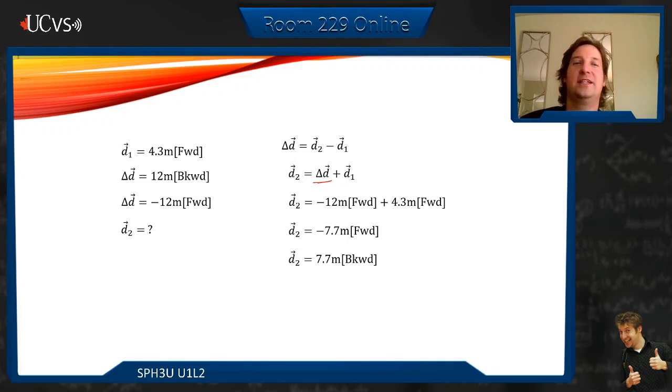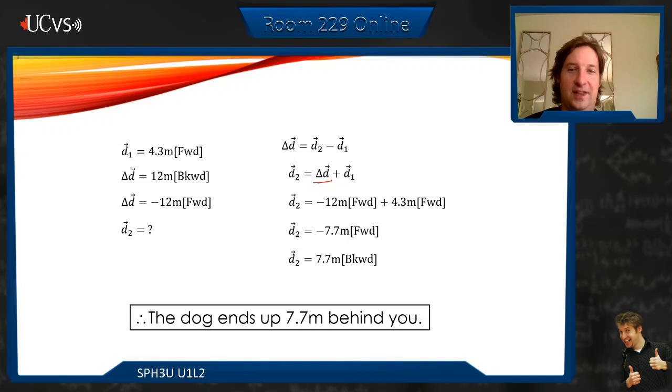Right? The dog is almost 8 meters behind us. Apparently I threw the stick behind me and it ran past me. And I got a final answer of the dog ends up 7.7 meters behind you.